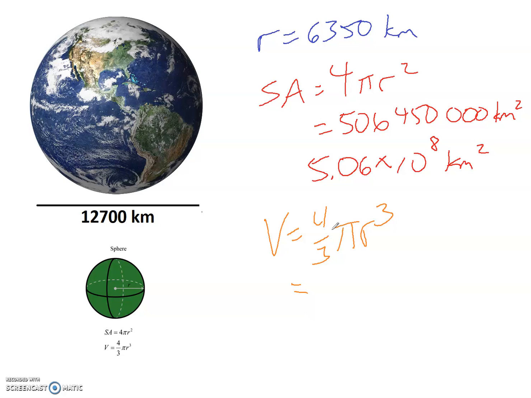And if we do that, again, we're going to jump right to scientific notation because it's a huge number. We get approximately 1.07 times 10 to the 12 kilometers cubed. Not squared, but cubed. Kilometers squared for area, kilometers cubed for volume. So that would be the approximate volume of the entire planet altogether.